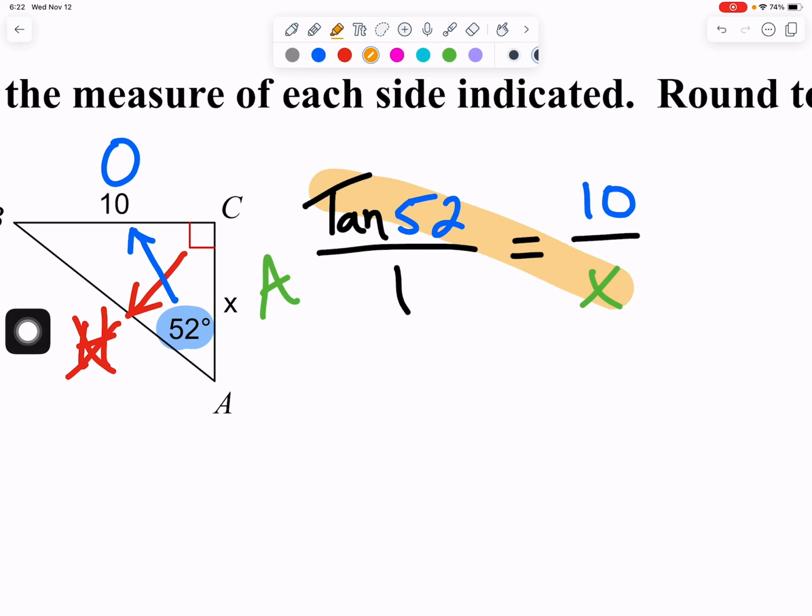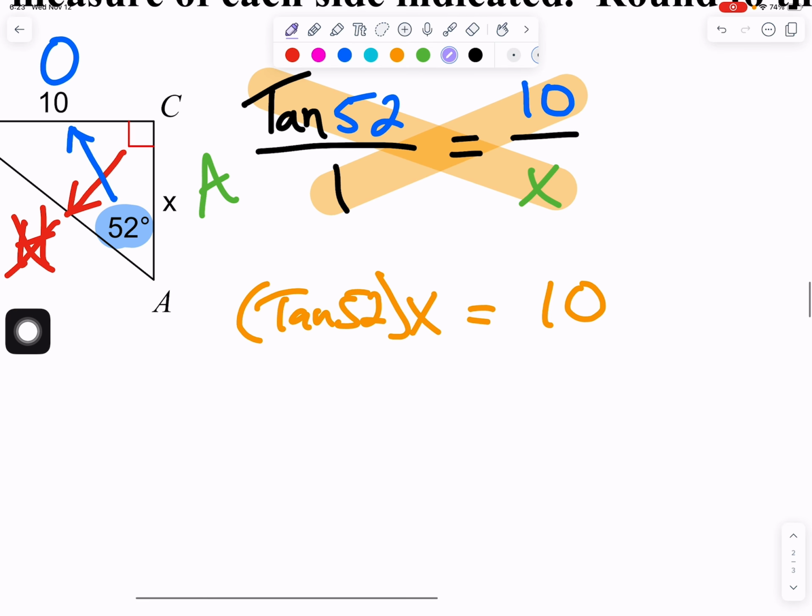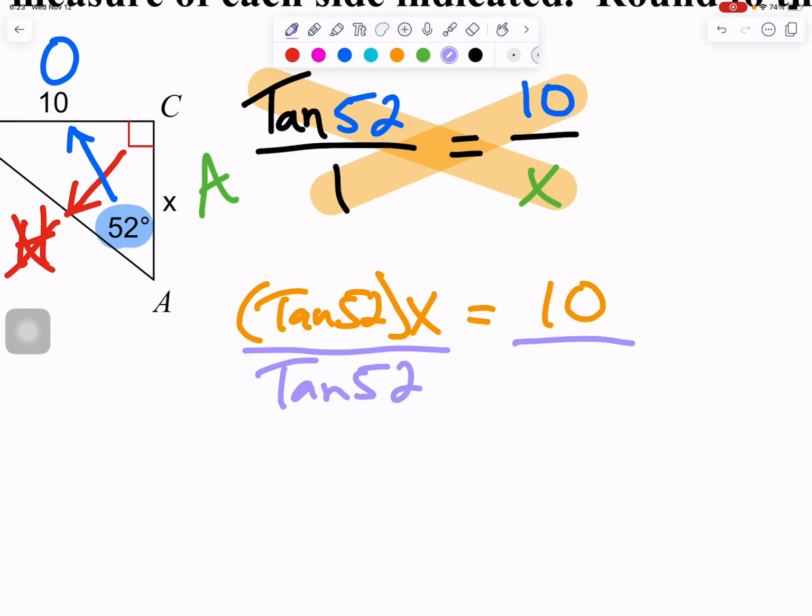First 2 steps are done. Tan 52 times X, well, that's still tan 52 times X. Yes, that is the coefficient of X. I just like to wrap it in parentheses so we can visually see that a little stronger maybe. 1 times 10, well, that's 10. Phenomenal work. And then it says to divide by the coefficient. Well, this time the coefficient of X is tan 52. So we're just going to divide each side by tan 52.